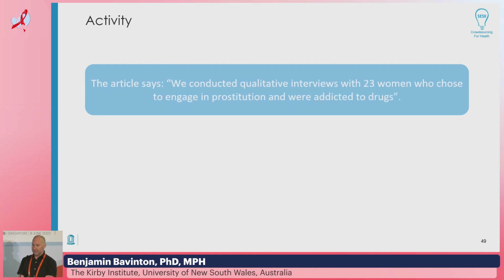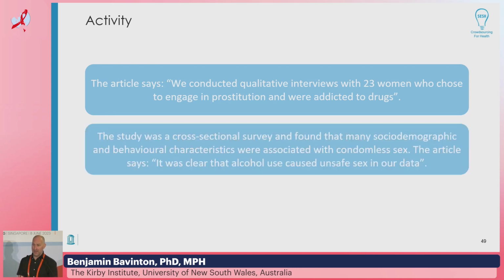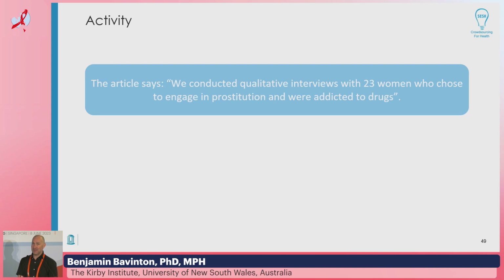So the article says, we conducted qualitative interviews with 23 women who choose to engage in prostitution and were addicted to drugs. These are all real examples. I'm not saying where they come from, but these are all real examples. So in this case, again, we prefer not to use the word prostitution. Addicted to drugs is not good. You might say use drugs. And pointing out there the chose, that's really responsibilizing and individualizing and blaming.